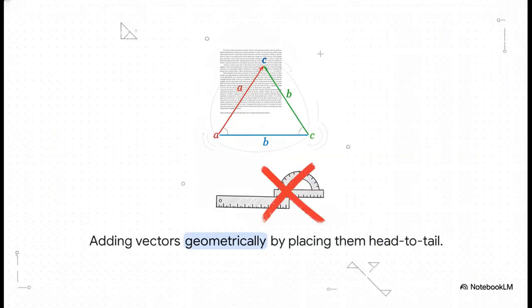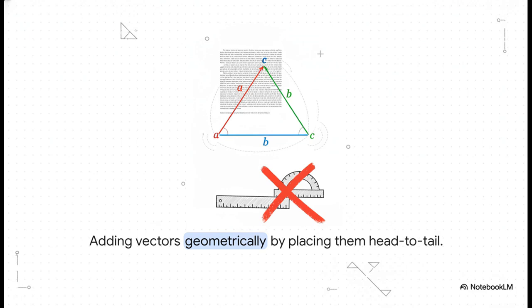Now, this illustrates our first major rule, adding these vectors together. A sand particle moves from point A to B, and then B to C. We can actually draw those movements as vectors. If we want to add vector A and vector B together to find the total overall displacement, we can draw them geometrically in what's called a head-to-tail arrangement. You literally just draw the tail of the second vector starting right from the arrowhead of the first. The straight line from the very start to the very end, that is your resultant vector.